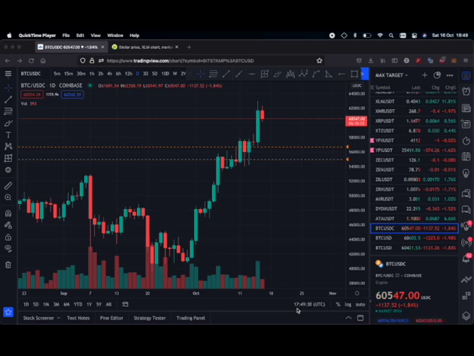Now, going straight into my screen, I'm already in TradingView. I am in Bitcoin USDT pair on Coinbase. So the data here is being collected from Coinbase. I like Coinbase. It's been like the oldest exchange out there for crypto. I like to use it a lot.